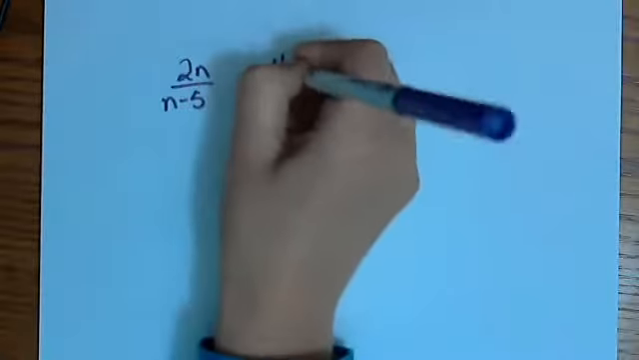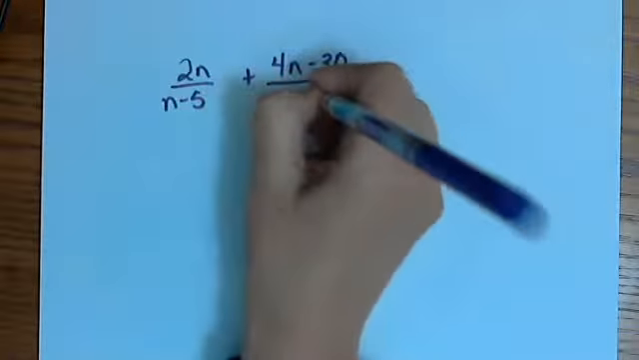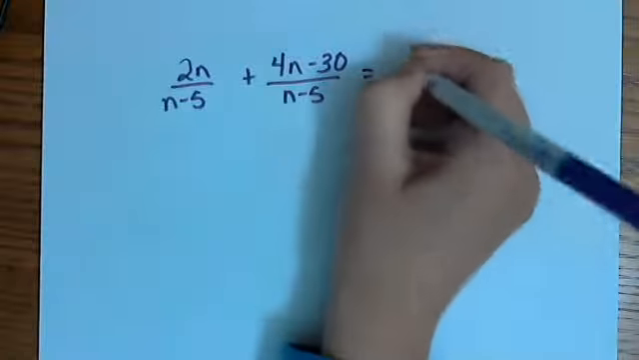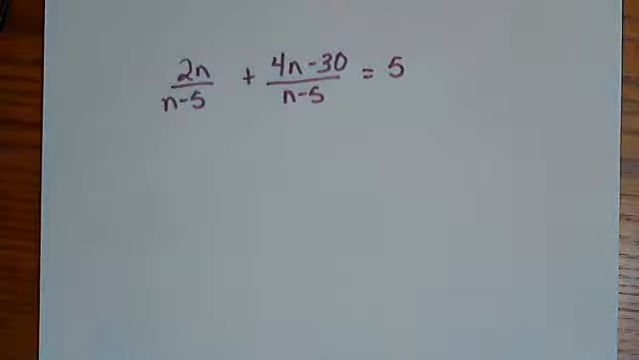One last sample problem, because it's a really good problem. It brings a lot of things into focus from what we've been doing all through chapter 11. This is example 3 on the top of page 722. We have 2n over n minus 5 plus 4n minus 30 divided by n minus 5 equals 5. Same idea. We are going to have to get a common denominator so that we can get rid of the denominators and then solve for n.